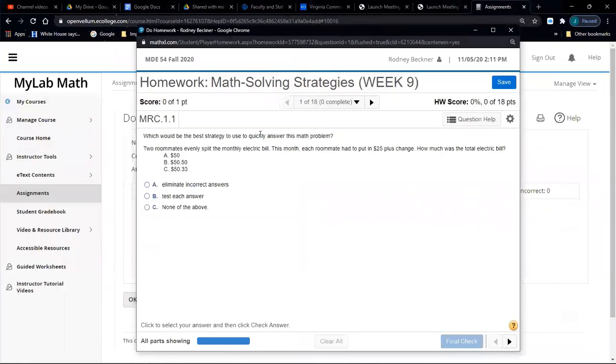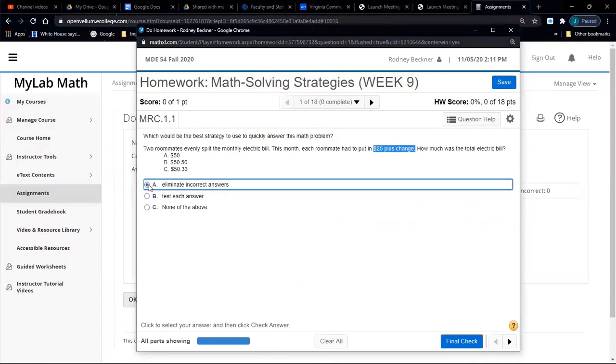Which would be the best strategy to use to quickly answer this following math problem? Two roommates evenly split the monthly electric bill. This month, each roommate has to put in $25 plus some change. That's very specific, right? How much was the total electric bill out of A, B, or C? So what would be the best strategy to use to quickly answer this? Eliminate incorrect answers, test each answer, or none of the above. Well, it's not none of the above. Eliminate incorrect answers. I mean, that's a good idea for a multiple choice question.